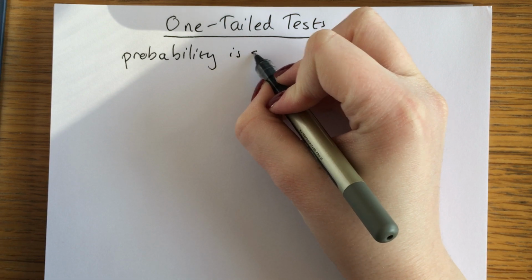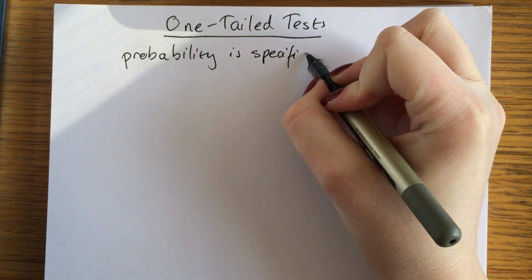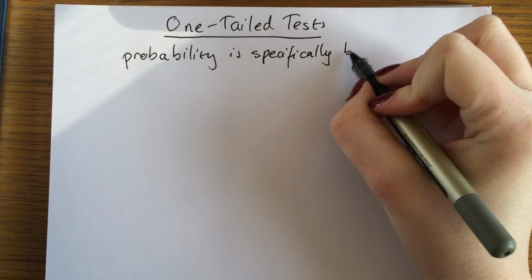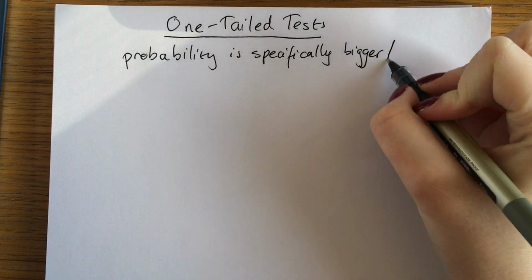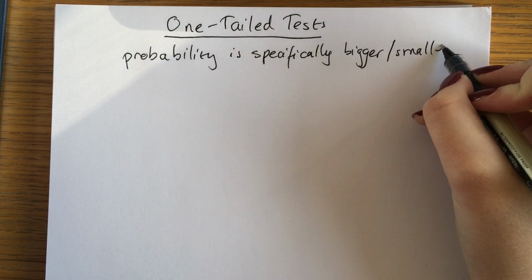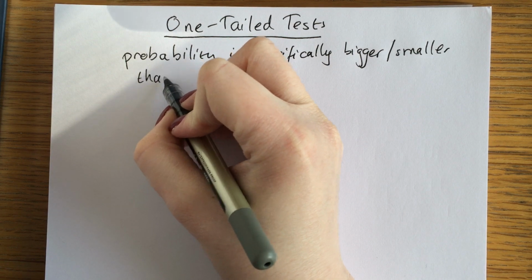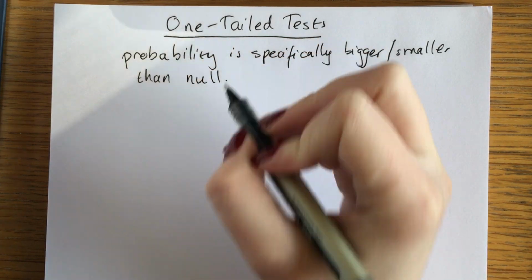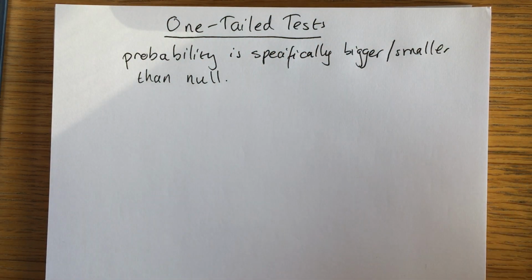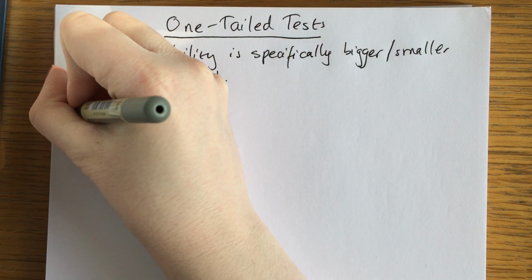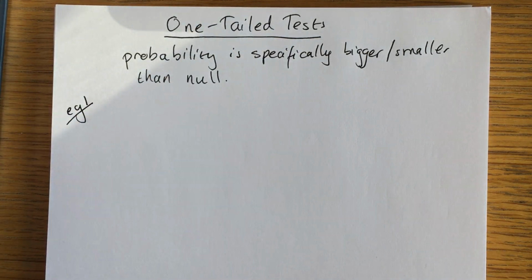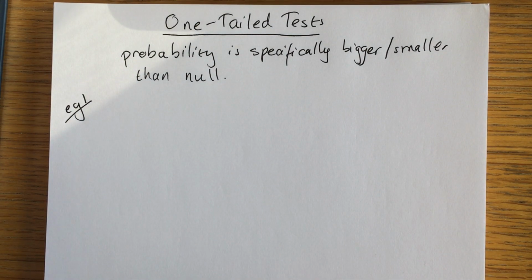So a one-tailed test is where we believe that the probability is specifically bigger or smaller than the null. So we actually have a given direction for our probability. So I'm on what I think is the, let me check, 1, 2, 3, 4, I'm now on the 5th slide, and I'm going to do that example.